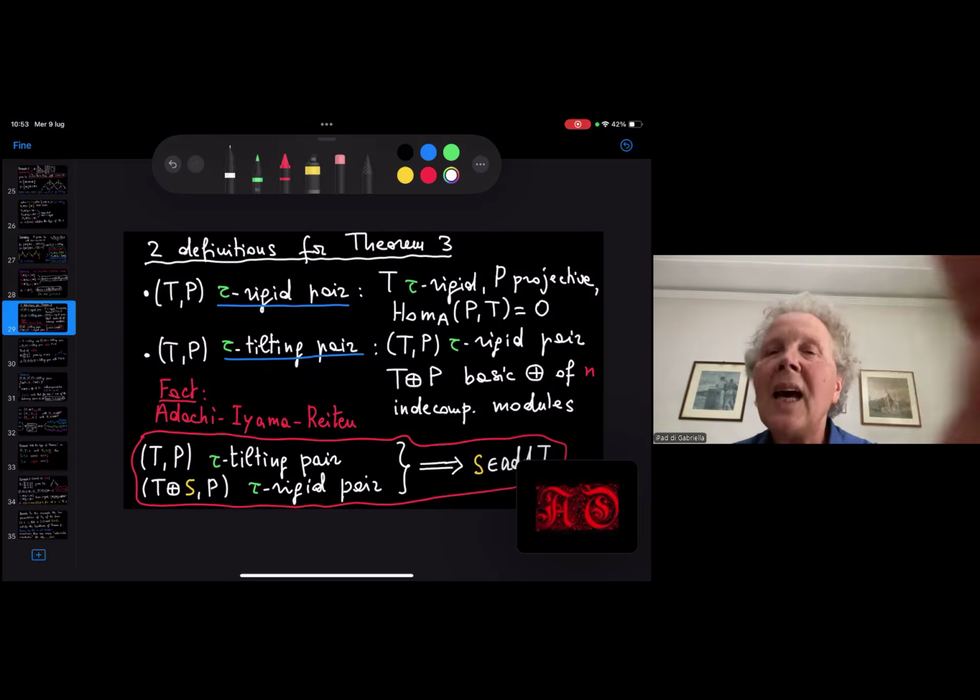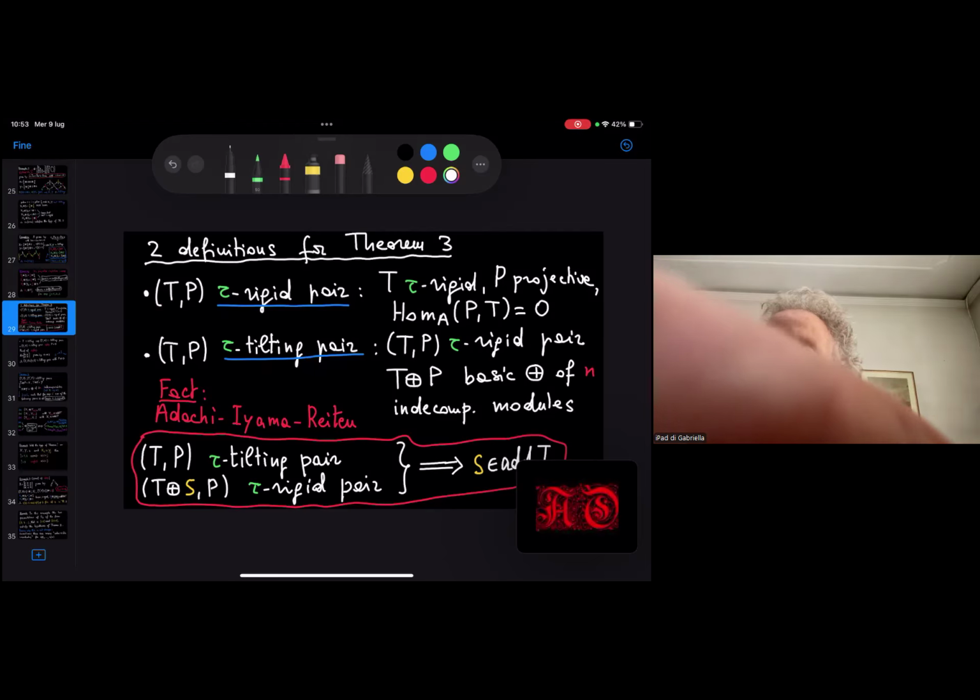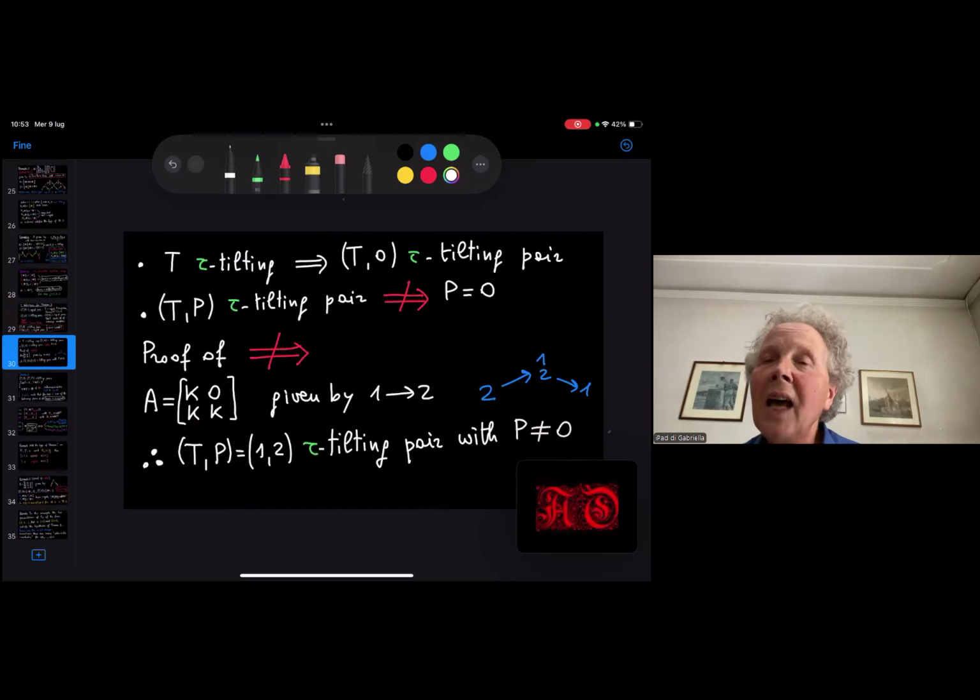We use again a result by Adachi, Iyama, and Reiten, and I only note that any tau-tilting module T has the property that T0 is a tau-tilting pair. On the other hand, there exists a tau-tilting pair with a P different from 0. And for instance, if you take this Dynkin diagram with two vertices, we have that the pair 1, 2 is a tau-tilting pair with P different from 0. So a proper tau-tilting pair.